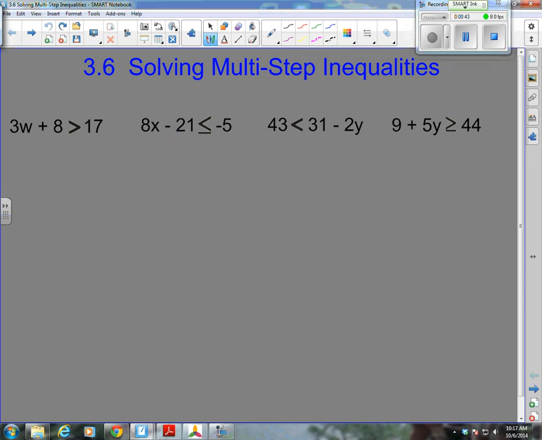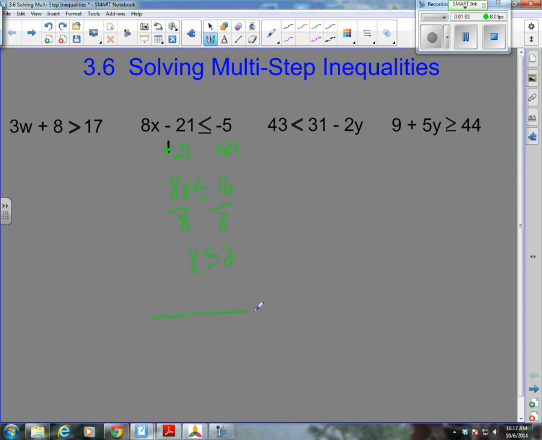Okay, so to solve this, again, I'm going to add 21 to both sides. I get 8x is less than or equal to, well, 21 minus 5 is 16. Okay, divide by 8. Divided by 8, I got x is less than or equal to 2.